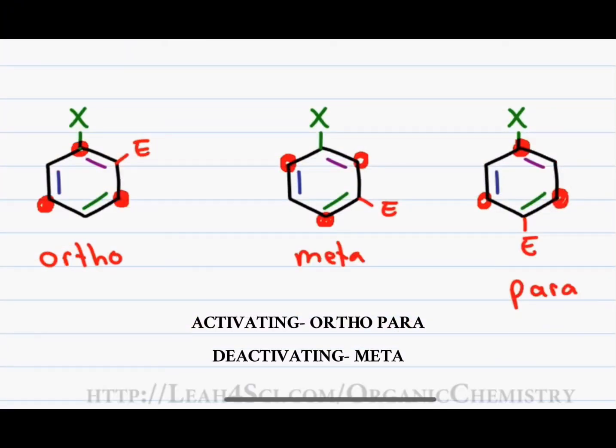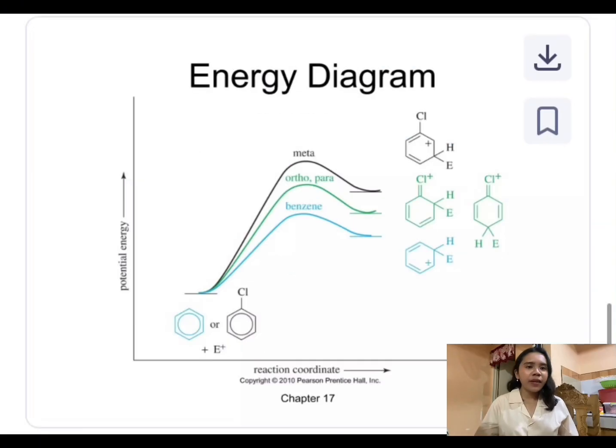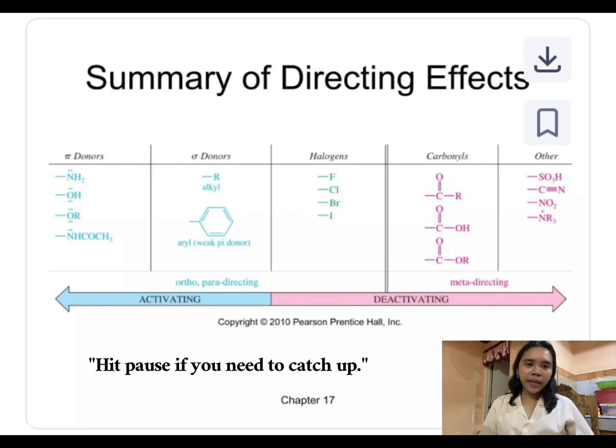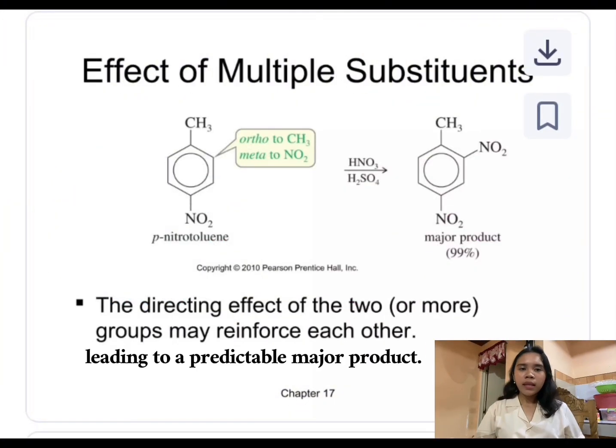So, here's the summary. This diagram illustrates the relative energy changes during the electrophilic aromatic substitution reaction on a benzene ring with a chlorine substituent. Summary of directing effects. The table categorizes substituents based on their directing effects in electrophilic aromatic substitution. This image discusses the effect of multiple substituents on electrophilic aromatic substitution reactions. It builds upon the previous concepts of directing effects, ortho or para versus meta.